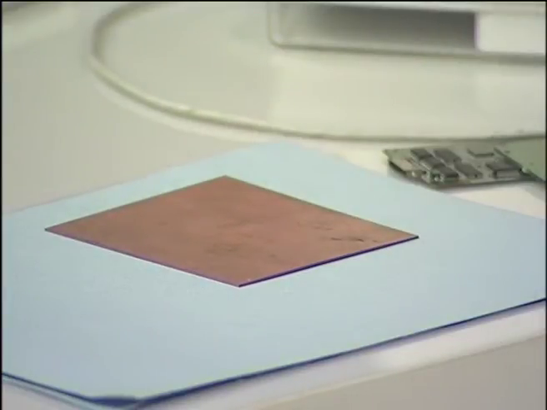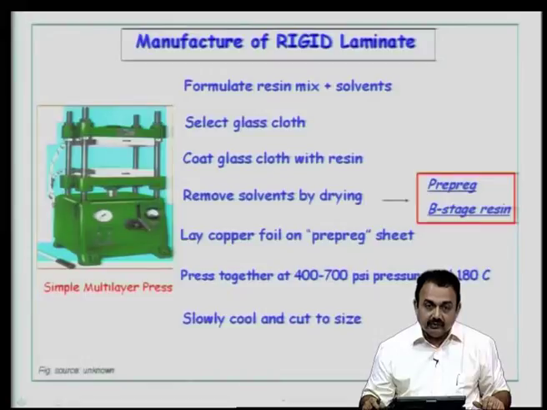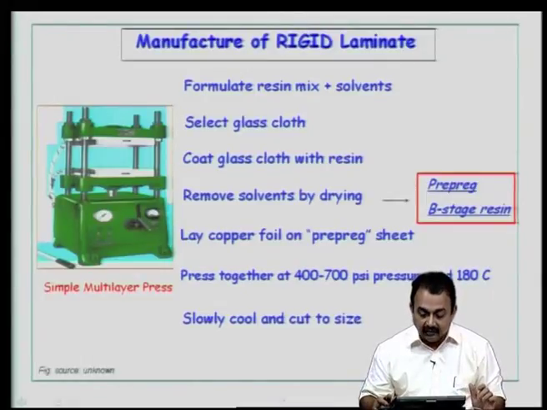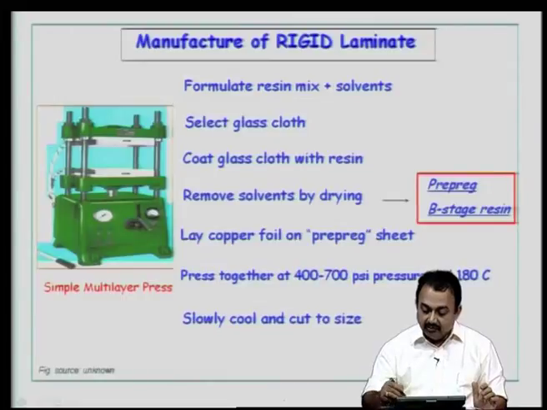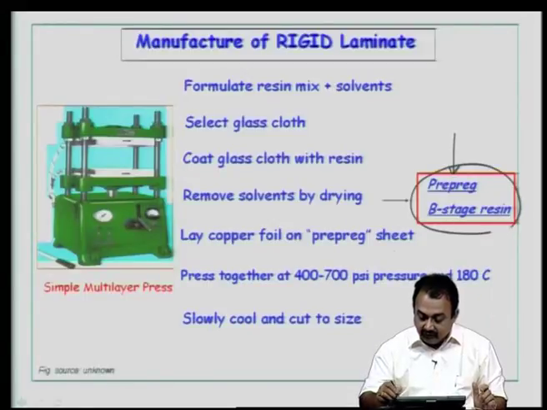We formulate the resin mix first and add the required solvents. Select the glass cloth, coat the glass cloth with the resin, okay? And now you remove the solvents by drying. So, typically you remove about 40 to 50% of the solvents by drying, and at that stage the material is known as a pre-preg. Remember, we are going to use this term very often in the following classes.